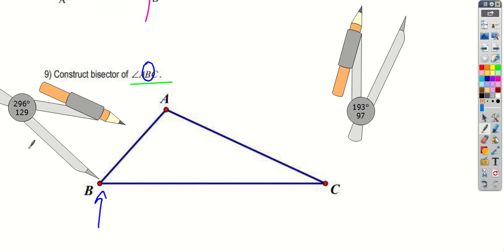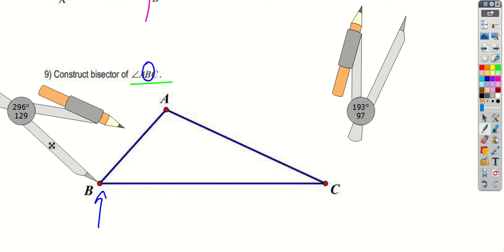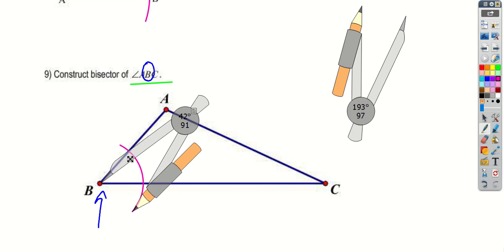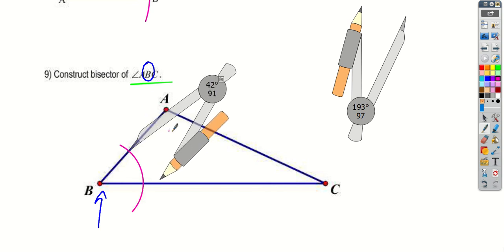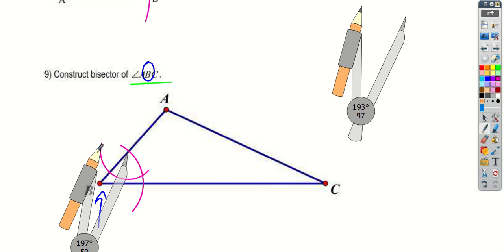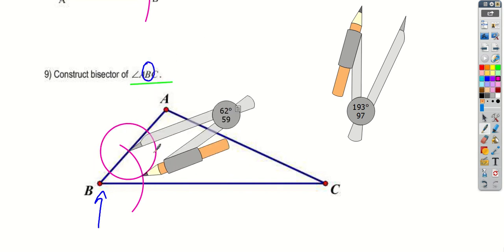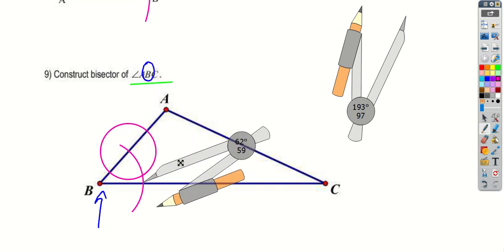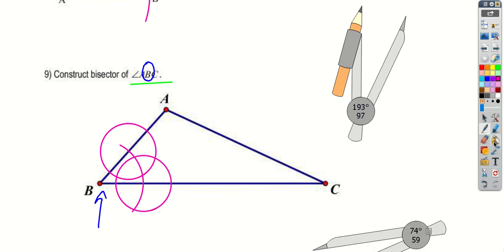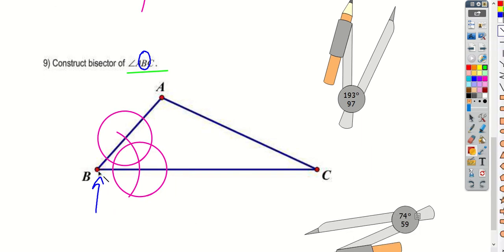Just like I did the bisector before, I take my compass, I place it on the vertex, and I'm going to draw a circle that intersects the angle in 2 spots. And then from each intersection point, I'm going to do the football. So open up more than half, you can draw a circle, and then where those 2 circles cross, line down the middle, there's our angle bisector.